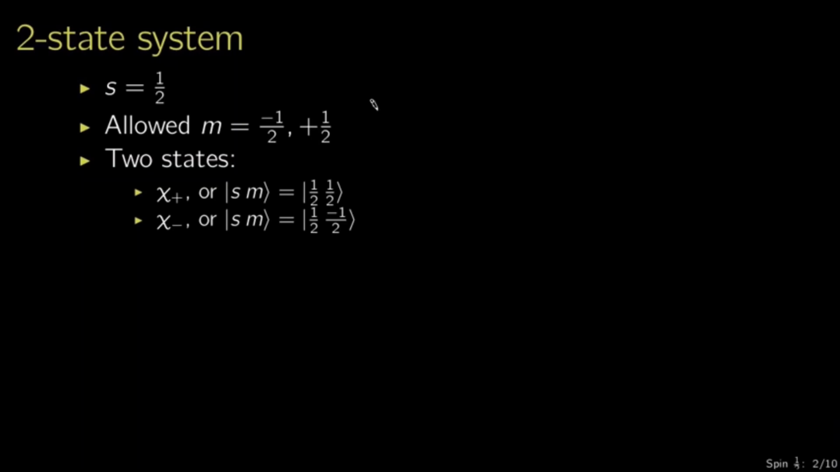So S is 1/2, and our allowed values of M are then -1/2 and +1/2. The two states that we're working with, I'm going to call them chi plus and chi minus. What that means is that we're working with S is 1/2 and M is either +1/2 or -1/2. Another very common notation, and one that I'm going to use in this lecture, is to call the plus case up arrow and the minus case down arrow. So spin up and spin down.